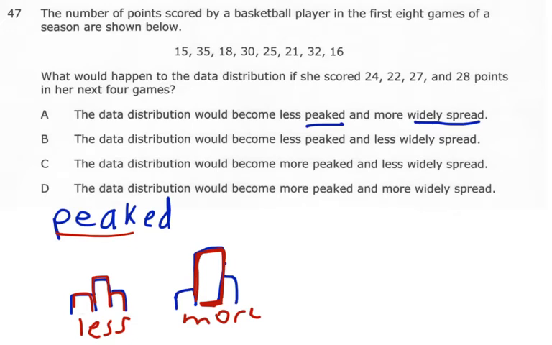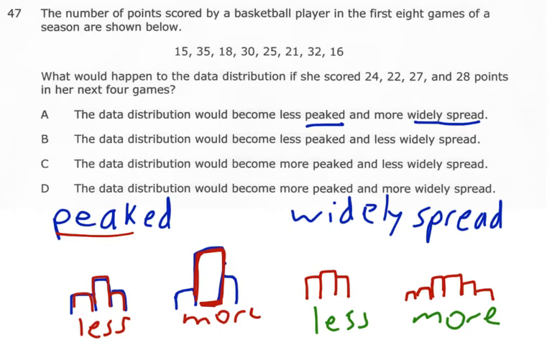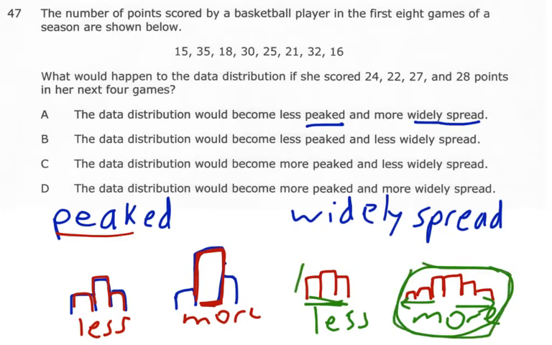Next, let's look at widely spread. Widely spread means that our data is going to cover a greater range. So it's going to have more range. So look at that second example, and you can see that the bars go further to the right and further to the left of the original example where they're just contained into 3 bars. So if you're using the same interval, and this graph is what you get for one set of data, that's the graph you get for the second set of data, the first one would be way less widely spread, and the second one would be more widely spread.